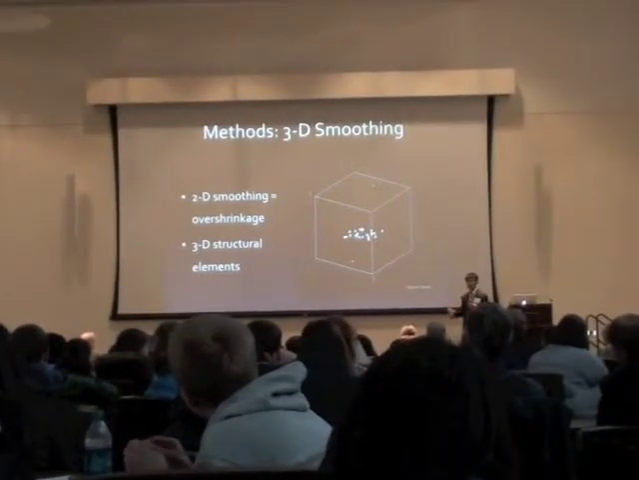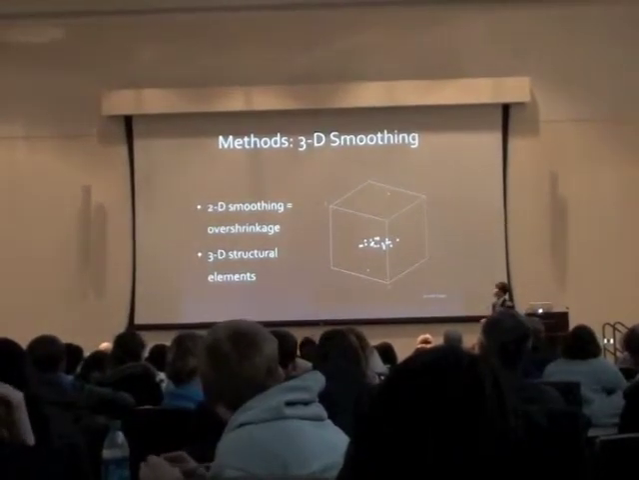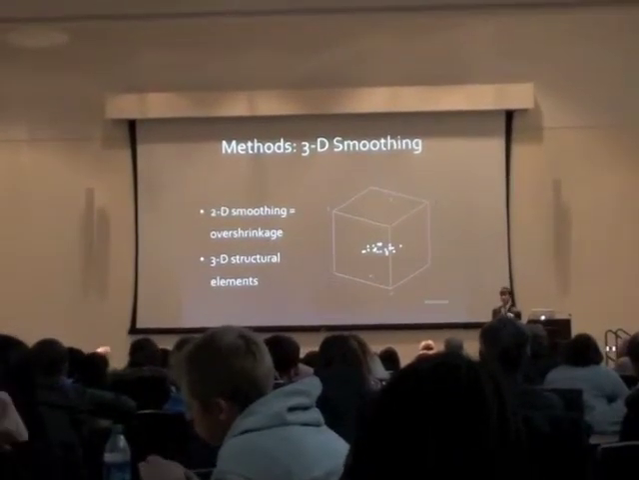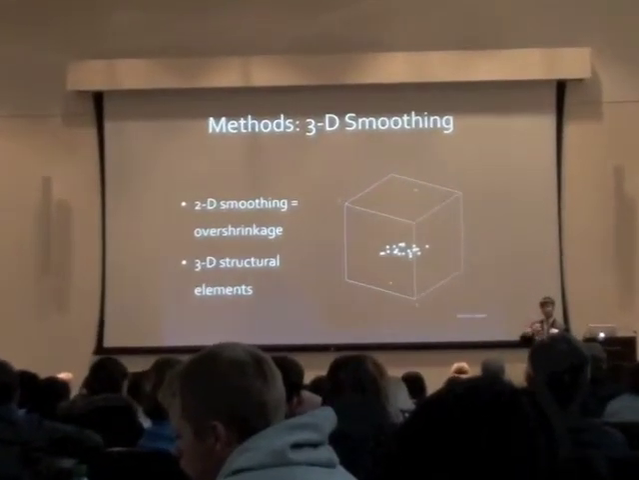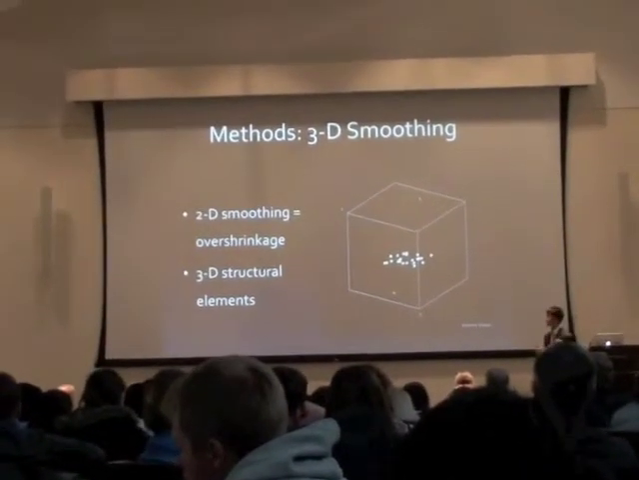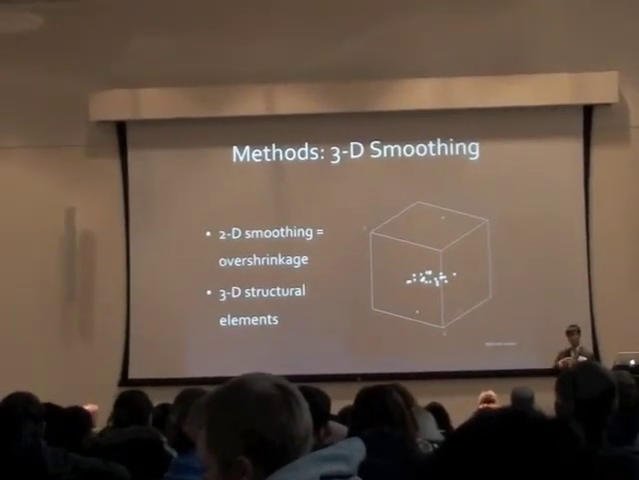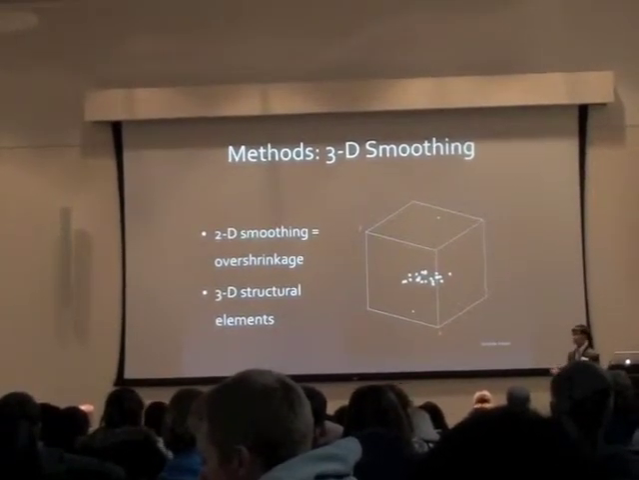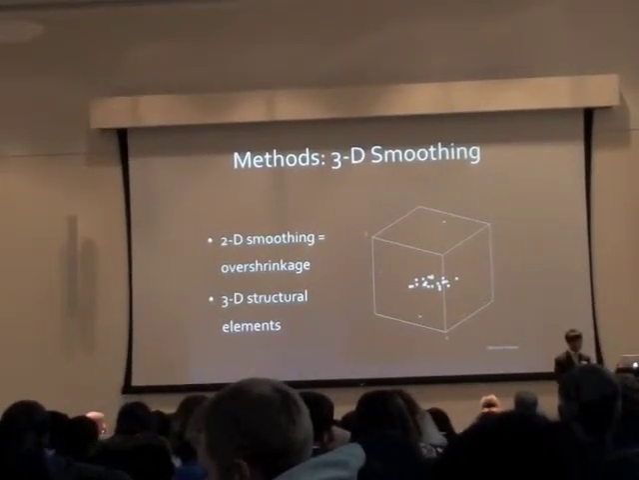The next step is important because not all of the noise is eliminated by this binarization. Conventional two-dimensional smoothing algorithms are inefficient for 3D data because they result in overshrinkage of the top of the spheres. So I devised a 3D structural element to be rolled around the inside and outside of these telomeres, figuratively speaking, to get rid of a lot of the pepper and salt noise.